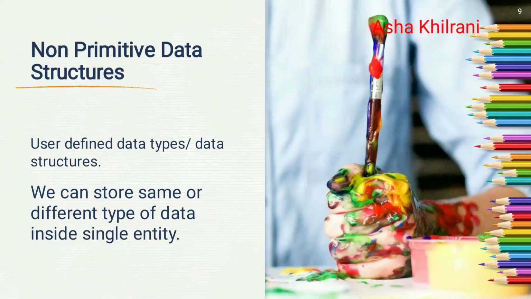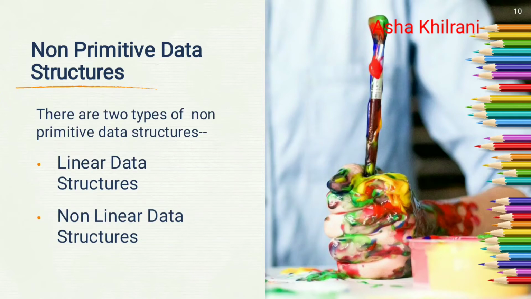Next is non-primitive data structures. User defined data types or data structures are called non-primitive data structures. As we studied, built-in or fundamental data types are called primitive data structures, but the data types which are created by the user are called non-primitive data structures. We can store the same or different types of data inside a single entity. In non-primitive data structures, we can store the same type of data values or different types of data values, and with the help of primitive data structures we create non-primitive data structures.